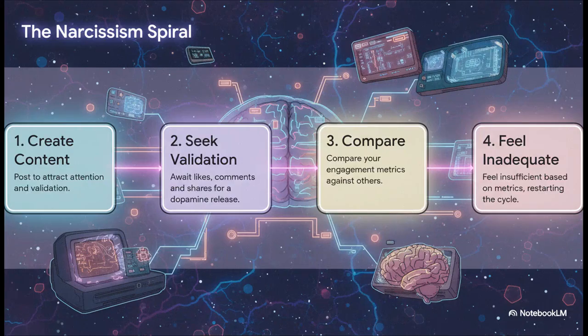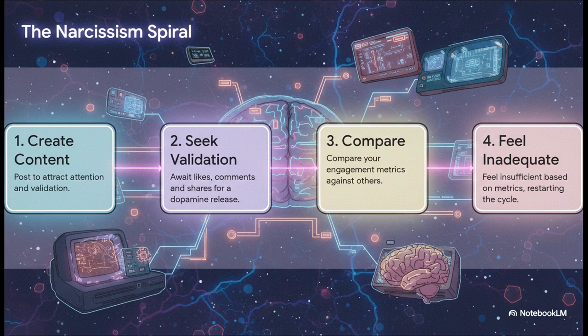And this is the engine for what the source material calls the narcissism spiral. It's a loop we all know, probably a little too well. You post something to get attention. You wait for the dopamine hit from likes and comments. You start comparing your engagement to everyone else's. And that comparison often leads to feeling inadequate, which just makes you want to post again to feel better.